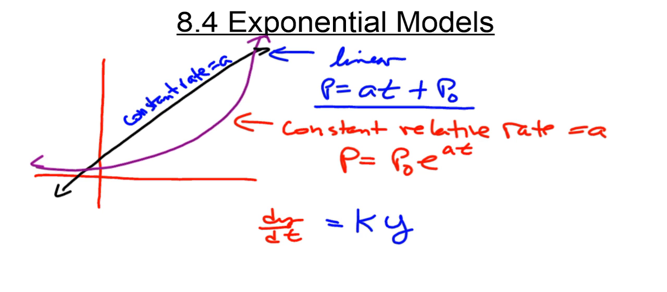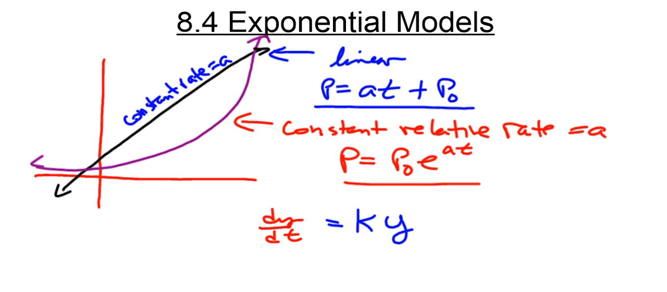But in this one, if you notice, because it's an exponential function, our equation is p equals p naught times e raised to the at. Our growth rate is a in the exponent, affected by time as we move along the graph. So this is the same thing. It's a constant relative growth rate, a, that is positive.